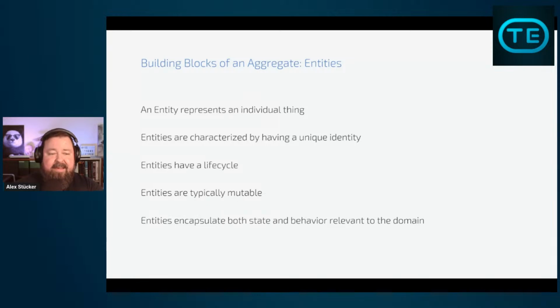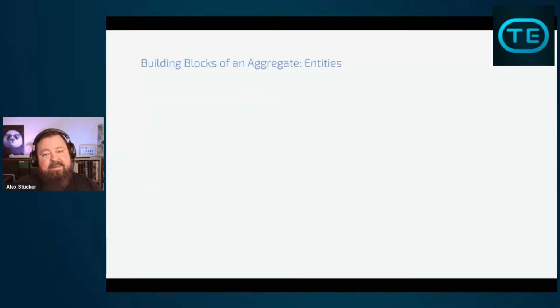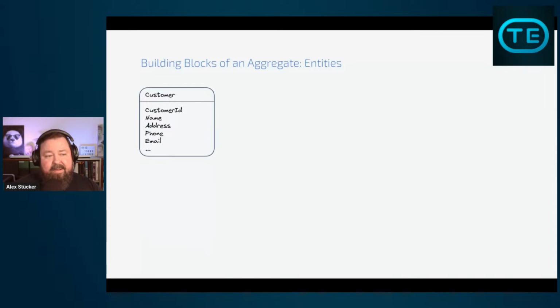Now let's see some examples of entities illustrated. An example of an entity could be a customer. A customer has an ID, a name, an address, a phone, or an email. And as mentioned before, the address could change, the phone number can change, but the customer will always be the same. And that's where the identifier, in this case the customer ID, is so important.